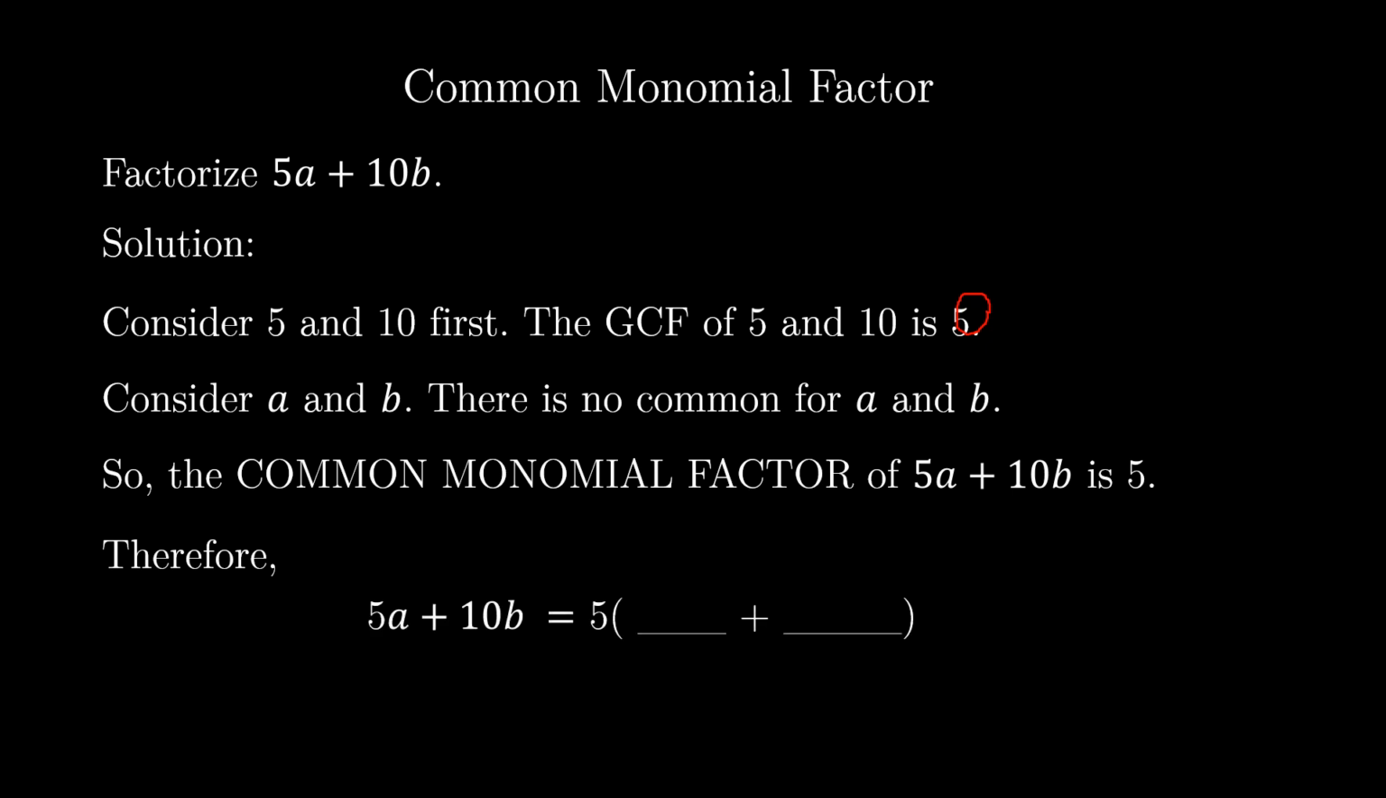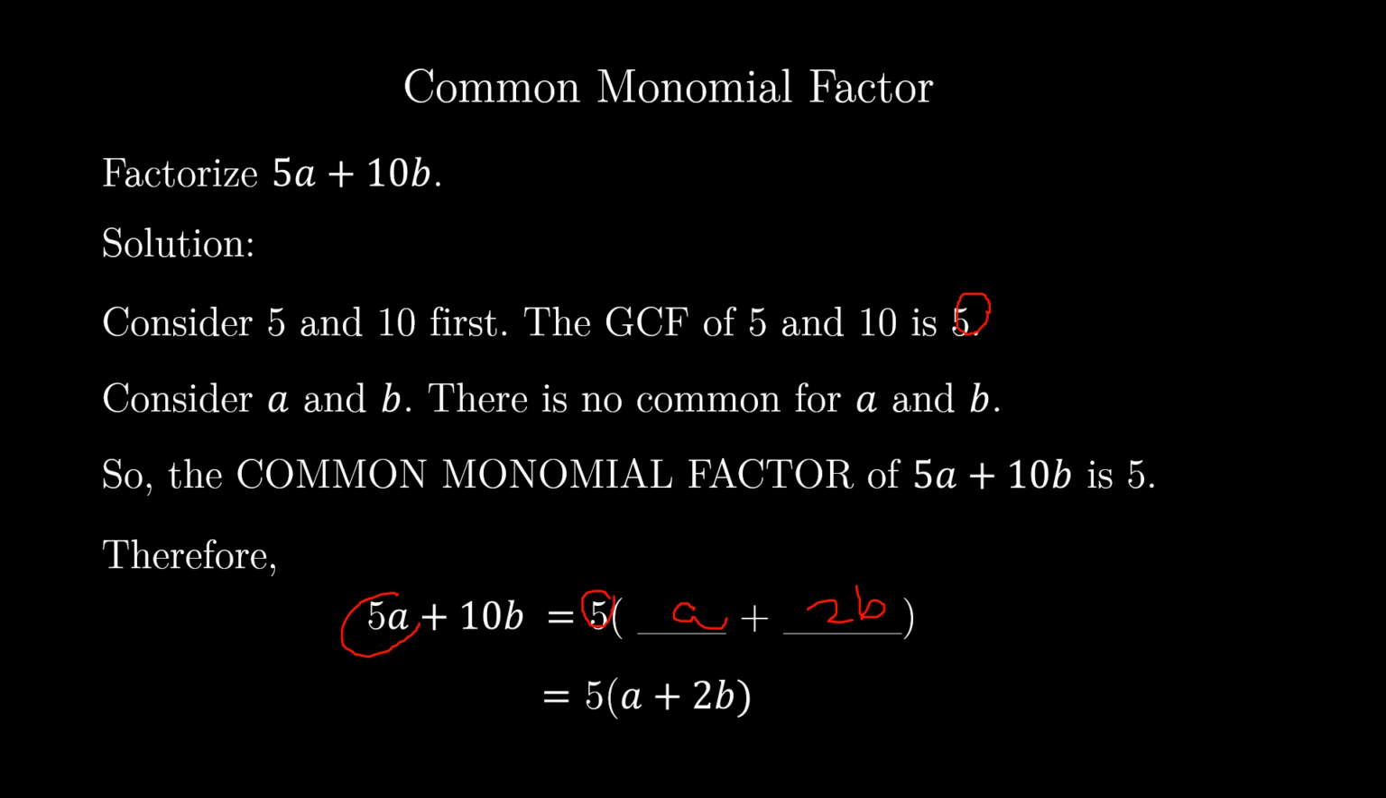So we rewrite that. This is our common monomial factor because we are trying to make it a product of the factors. So the 5 and the parenthesis means 5 times what's remaining inside. So 5a and 5, that gives us a here. 10b and 5, that gives us 2b here. Because 5 times 2b is 10b, 5 times a is 5a. So that is 5 times the quantity a plus 2b.